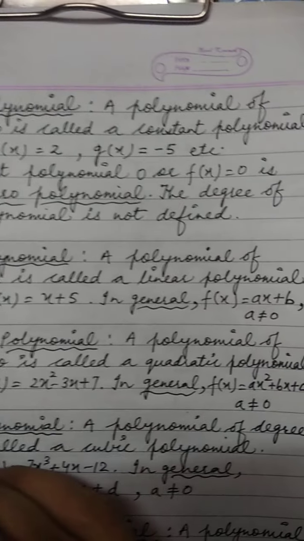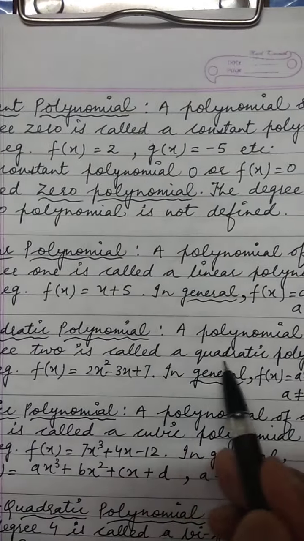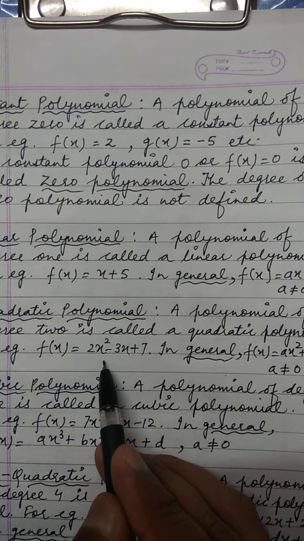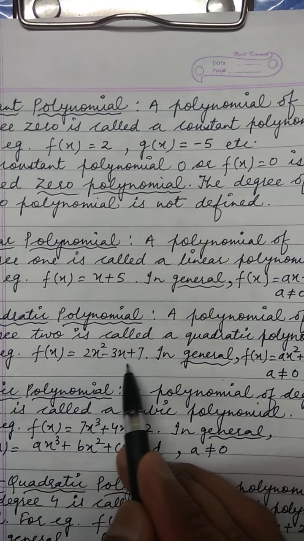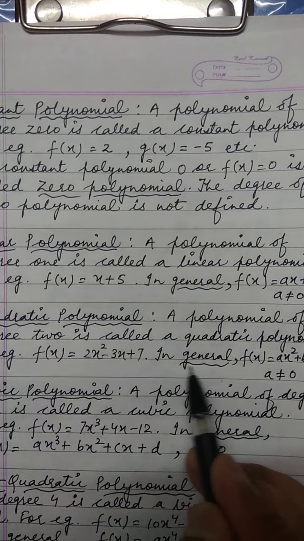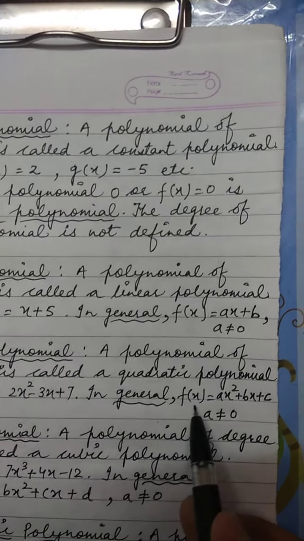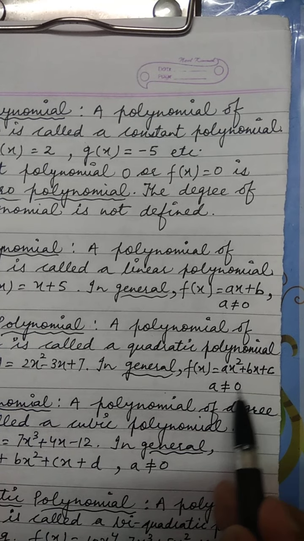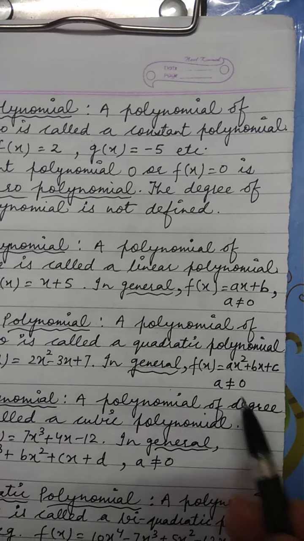Come to the quadratic polynomial. A polynomial of degree 2 is called a quadratic polynomial. For example, f(x) = 2x² − 3x + 7. In general, a quadratic polynomial is written as f(x) = ax² + bx + c. Here a is not equal to 0.